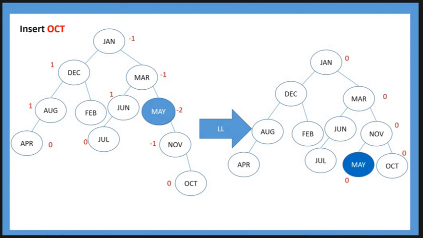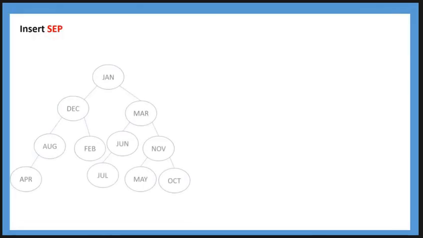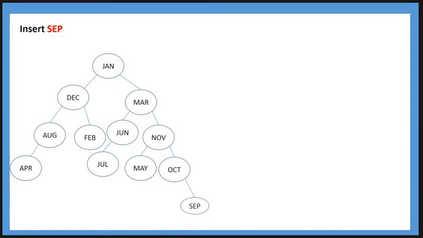Calculate the balance factor. Then insert September. So September is coming on this side. Check the balance factor. Is there any unbalanced node? No. So this is your final tree, or the answer to your question.